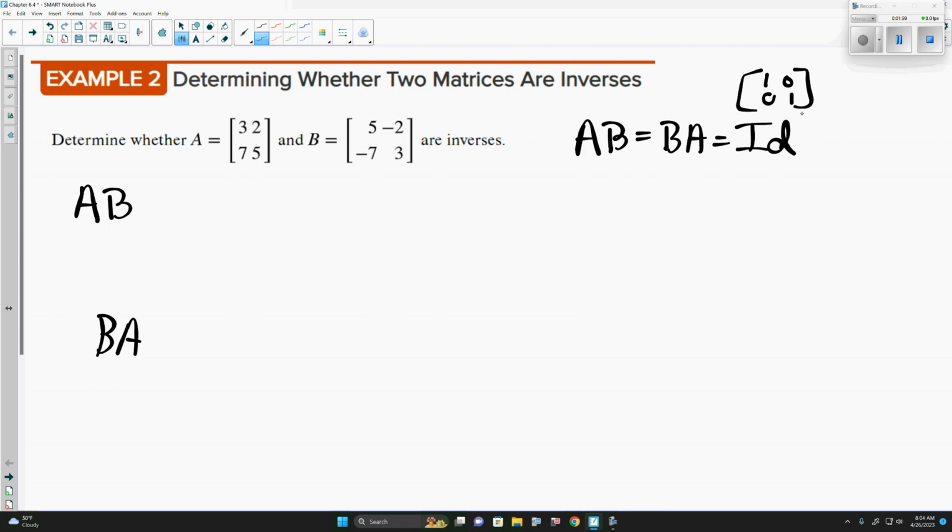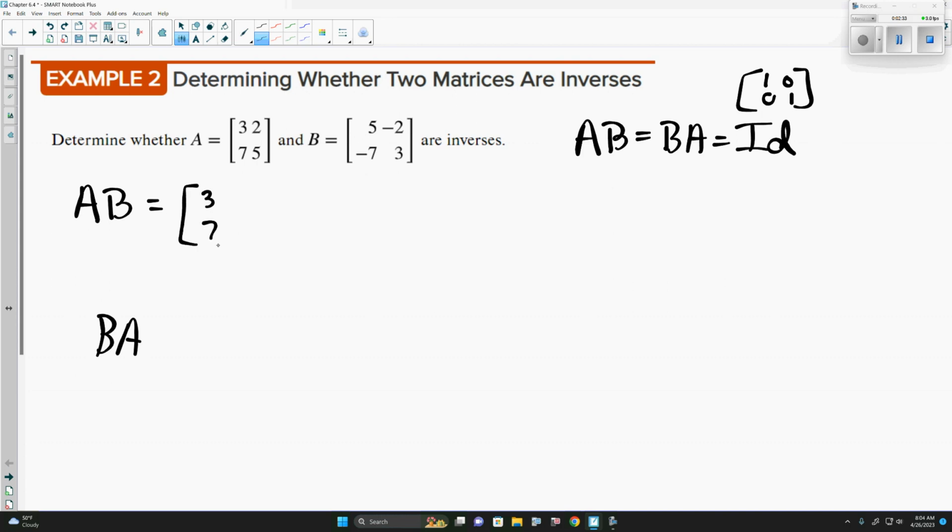For most functions, the identity, or kind of the main one, is y equals x, the equation of a line. If we think of inverses, f of g of x is equal to g of f of x is equal to x. That's how we kind of identified with functions if they were inverses. But we don't really need that at this point. We're just looking at identity for matrices. So we just need to multiply the two together.